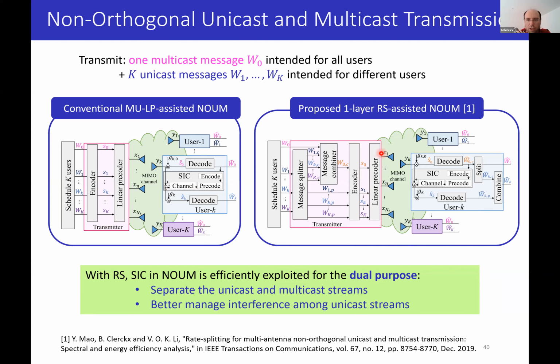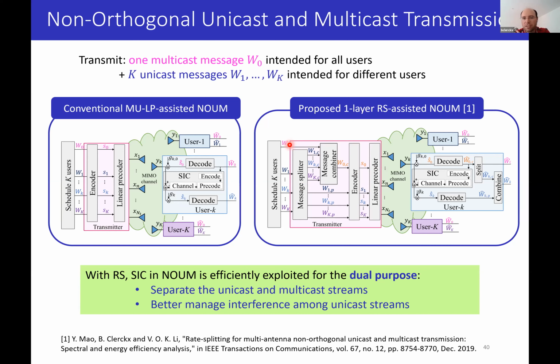And this is what we do here with this rate splitting architecture, where we split those K messages into K common parts and K private parts, but then the K common parts are encoded jointly with the multicast message. So those are actually encoded into a super common stream, if you like, that is S0, that is decoded by all the users, but that common stream includes part of the unicast streams, but also the multicast stream.